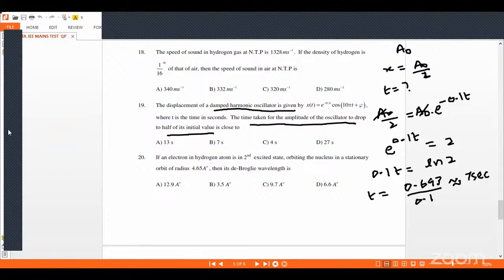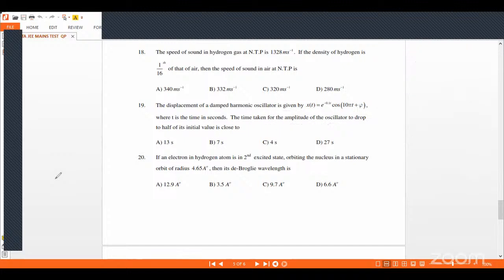And then the next one. If an electron in a hydrogen atom is in the second excited state, orbiting the nucleus in a stationary orbit of radius 4.65 angstroms, then what is its de Broglie wavelength? In the de Broglie, we have quantization, that is n lambda equal to 2 pi Rn, that is 2 pi R.